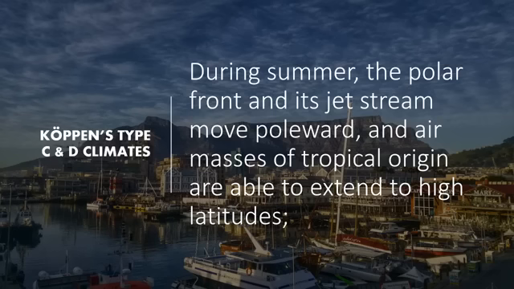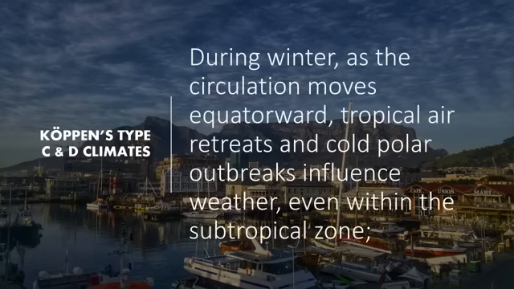So during the summer, the polar front in its jet stream moves poleward, so it moves up, and the air masses of tropical origin are able to extend to higher latitude. So the warm air from the tropics goes through climate C and D, and then is pushed forward up to the poles, and it cools down again. So during the winter, as the circulation moves back to the equator, tropical air retreats, and the polar outbreaks influence the weather in this subtropical zone.